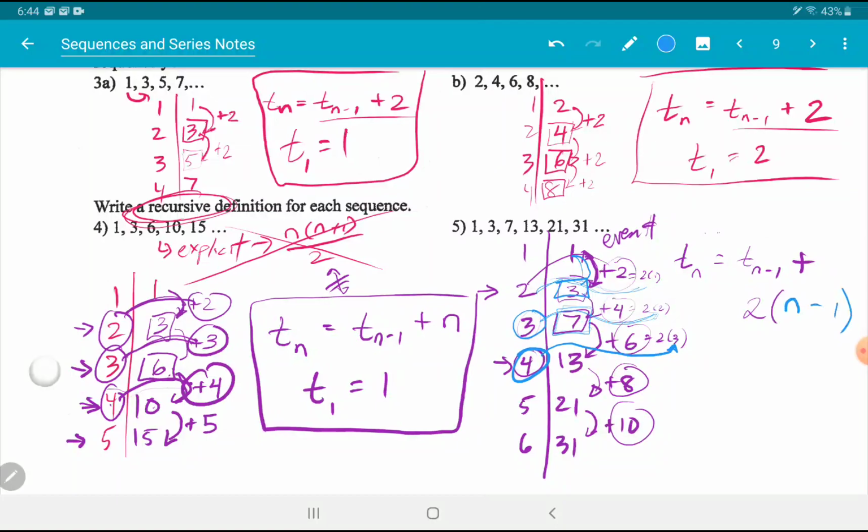Okay, and then just make sure you also state what that first term was. T sub 1 was 1, like that. Okay, all right. Let's go on to the next page.